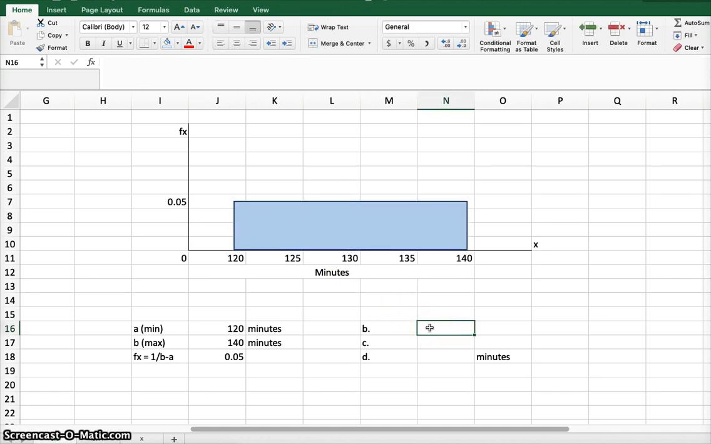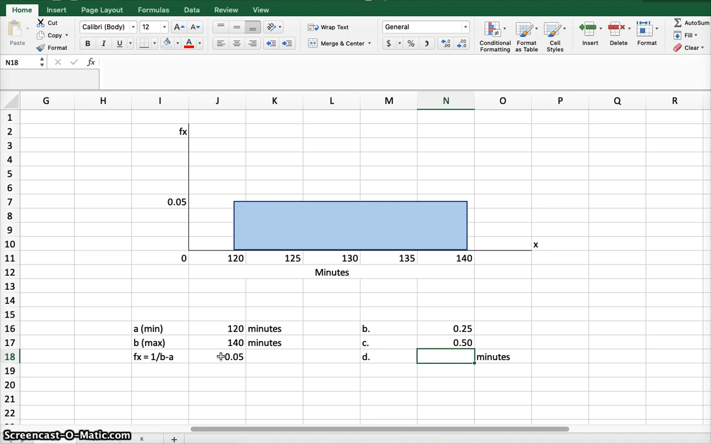So for B, it would just equal 5 times 0.05. So the probability of arriving no more than 5 minutes late is 0.25 or 25%. Okay? C wants to know what's the probability that the flight will be more than 10 minutes late? So if it's 10 minutes late, that will be 130, okay? And more than 10 minutes late would be the difference between 130 and 140, so it would equal a width of 10 times the probability function. There's a 50% chance that it'll arrive more than 10 minutes late.